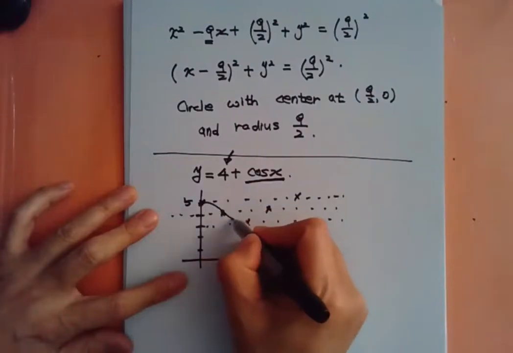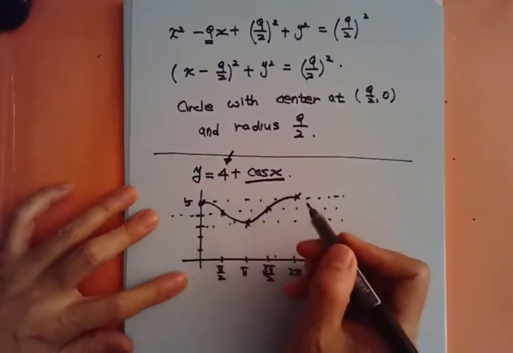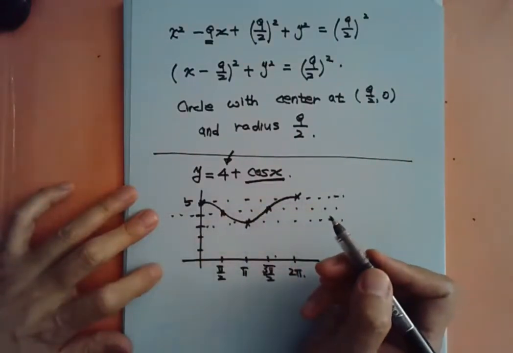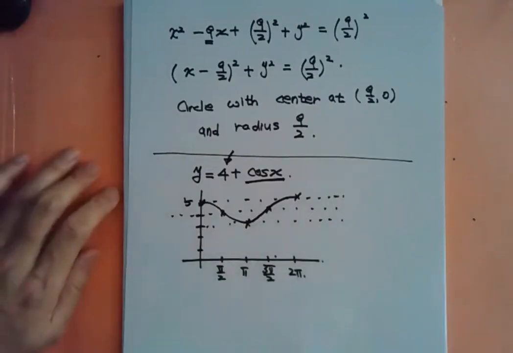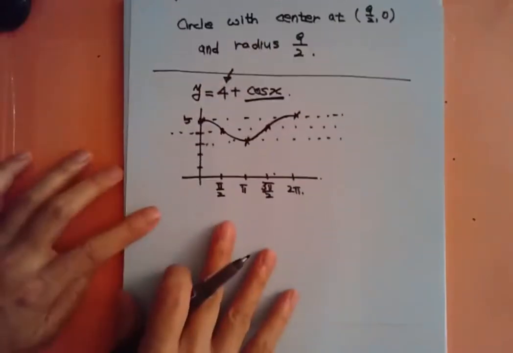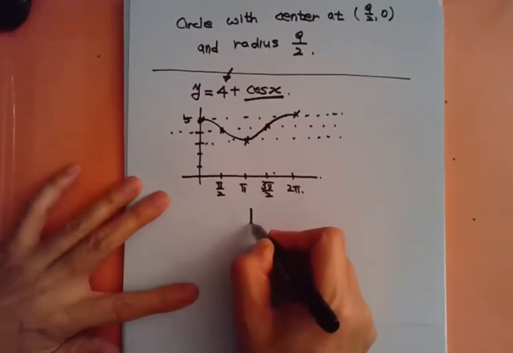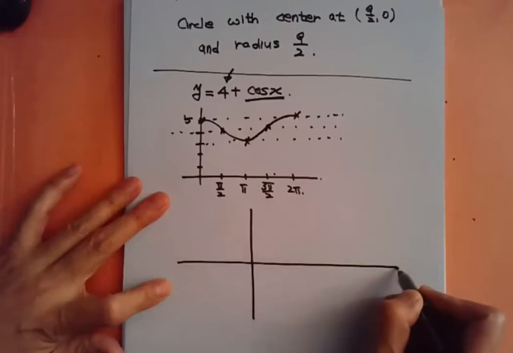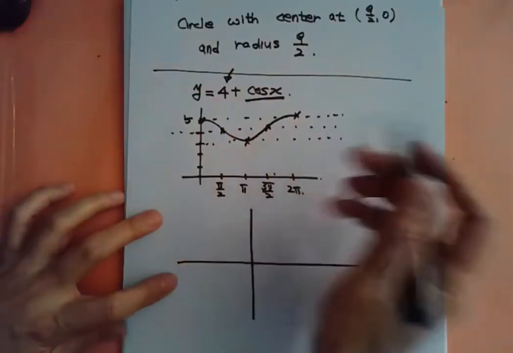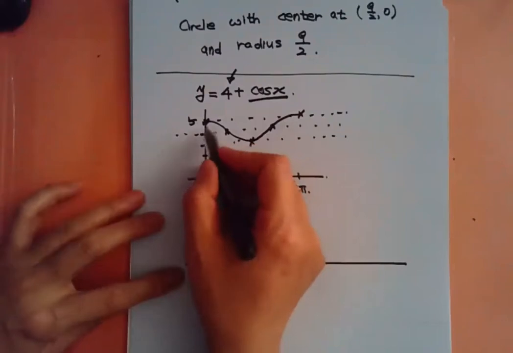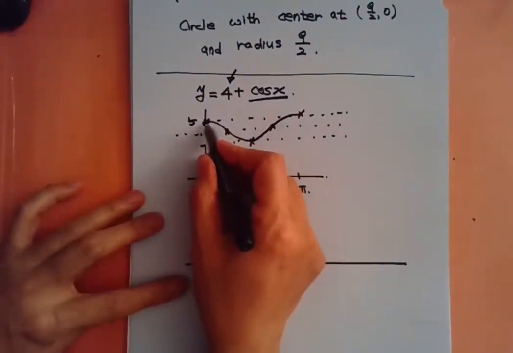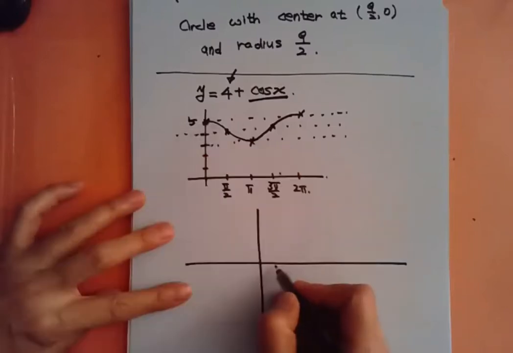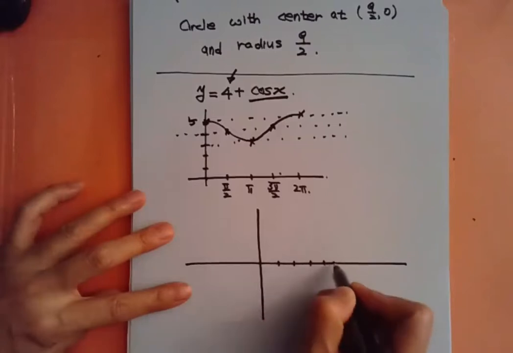So the cosine graph looks like this. And if we graph that, then what you notice here is when the angle value is 0, the y value is 5. So that means the distance from the origin is 5. So 1, 2, 3, 4, 5.